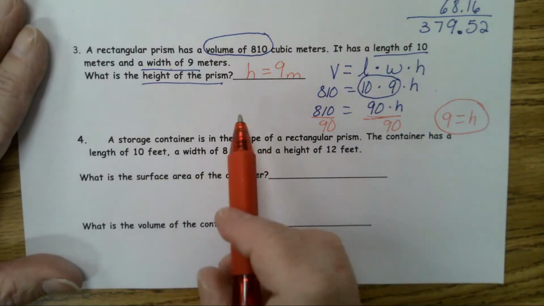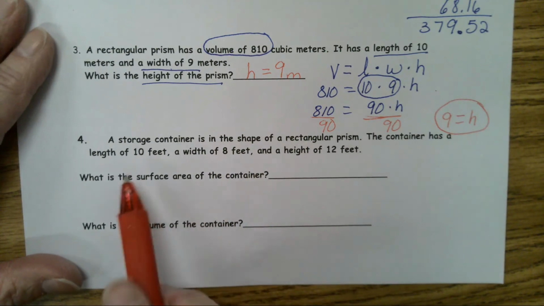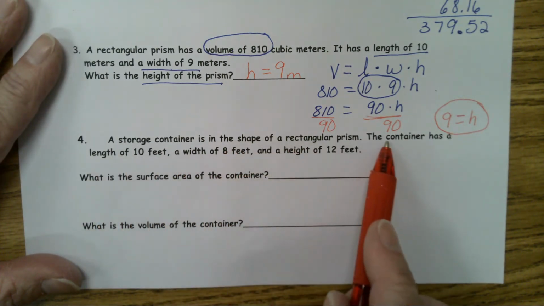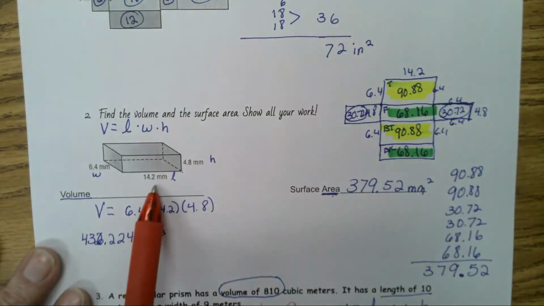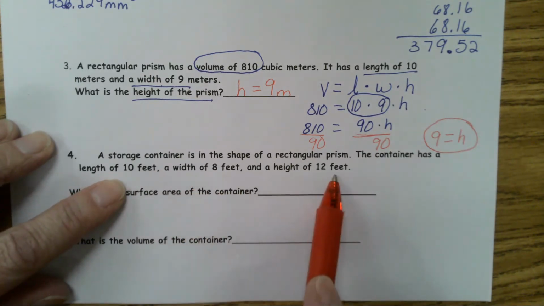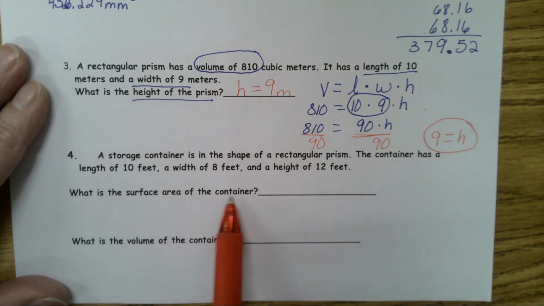Everyone good with number 3 there? Okay, and number 4. A storage container is the shape of a rectangular prism. Okay, it's in the shape of something like this. The container has a length of 10 feet, a width of 8 feet, and a height of 12 feet. What is the surface area and what is the volume?